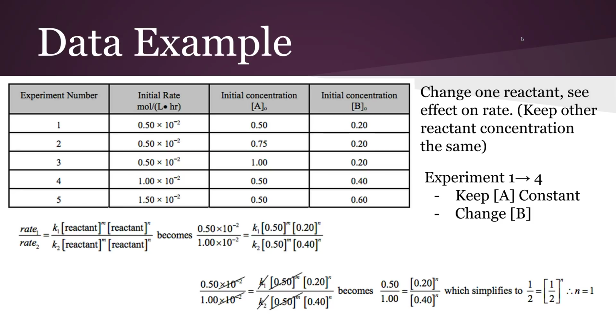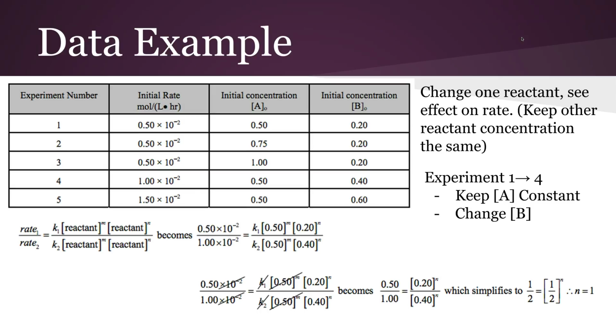So let's just talk about real quick the initial rate, if you're talking about initial data. And you're given a data table and you have to figure out the order of each reactant. You need to be able to do this numerically, and I've kind of set one up for you there. If the concentration of A is kept constant between experiments 1 and 4, and the concentration of B is doubled, what happens?